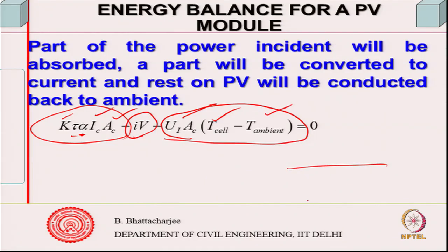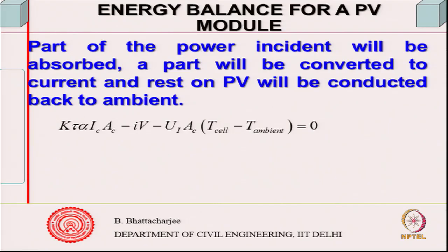So, the heat conduction will take place because this will get heated up from this back to the ambient. So, this is lost to the surroundings, this is the power generated, and this is what is received. So, your efficiency will be this divided by this actual input. Okay, let us see how it is.